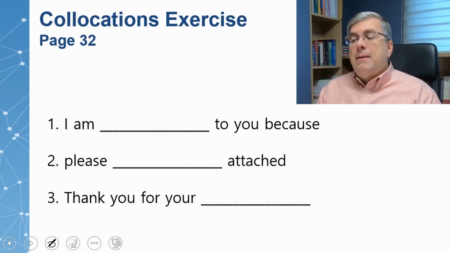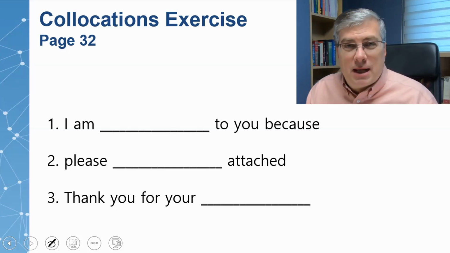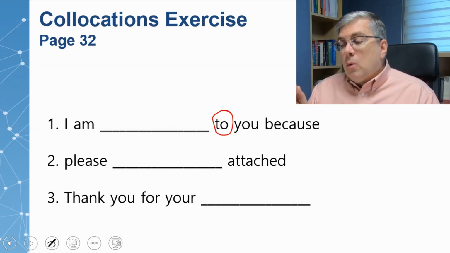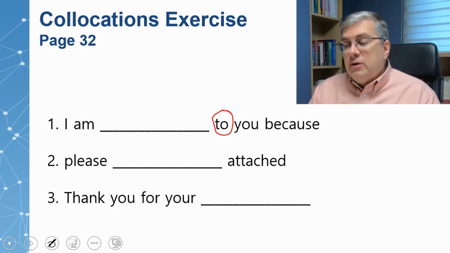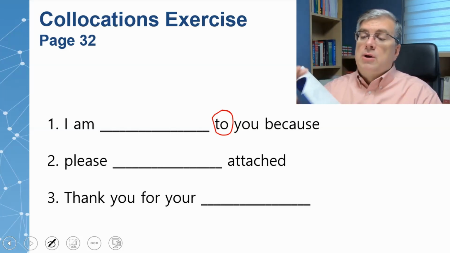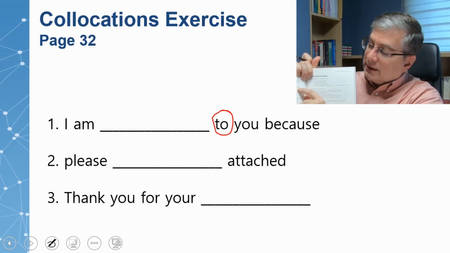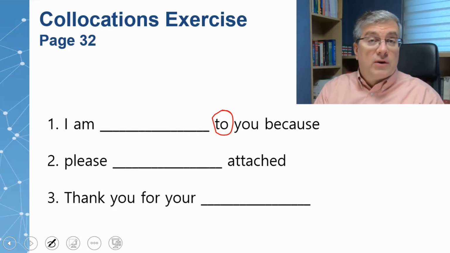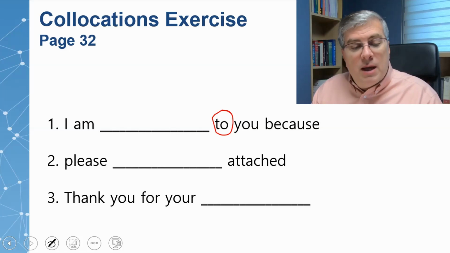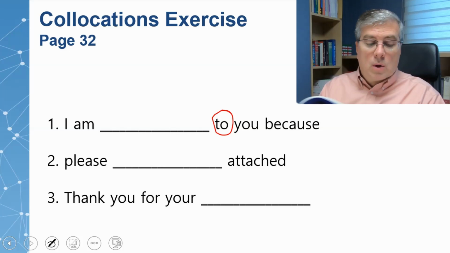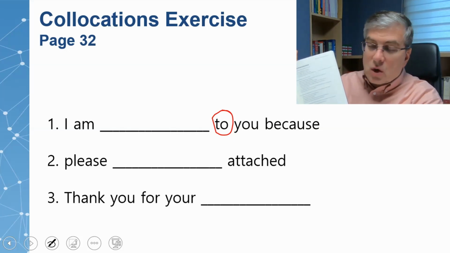Number 1: I am blank to you because. Now be careful because we have the preposition to. What word collocates with to? And this is when you're contacting someone for the first time. There are also little clues at the end of each sentence. It says when contacting someone, maybe for the first time or for a subsequent time, but this is an expression that would occur at the beginning of an email. What word in the box below should go in the blank?